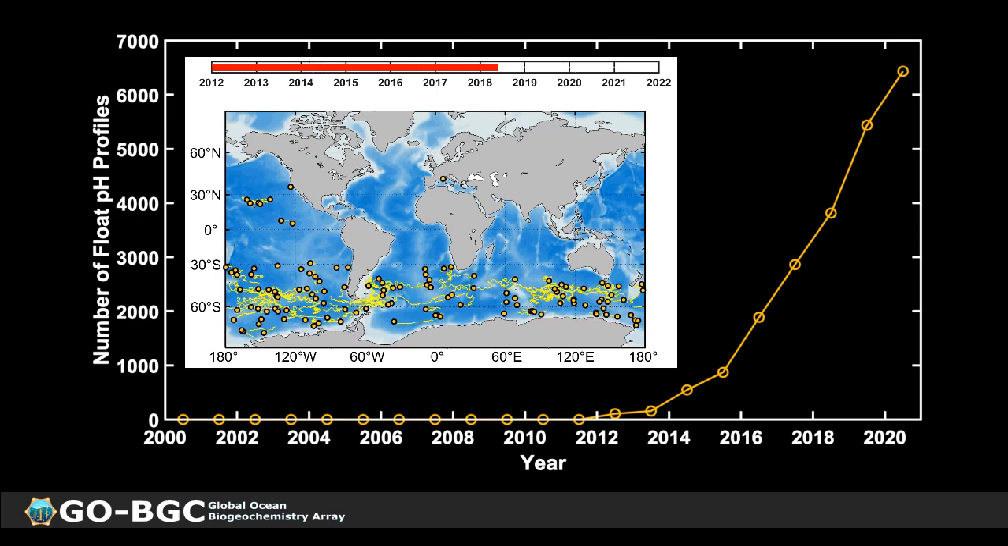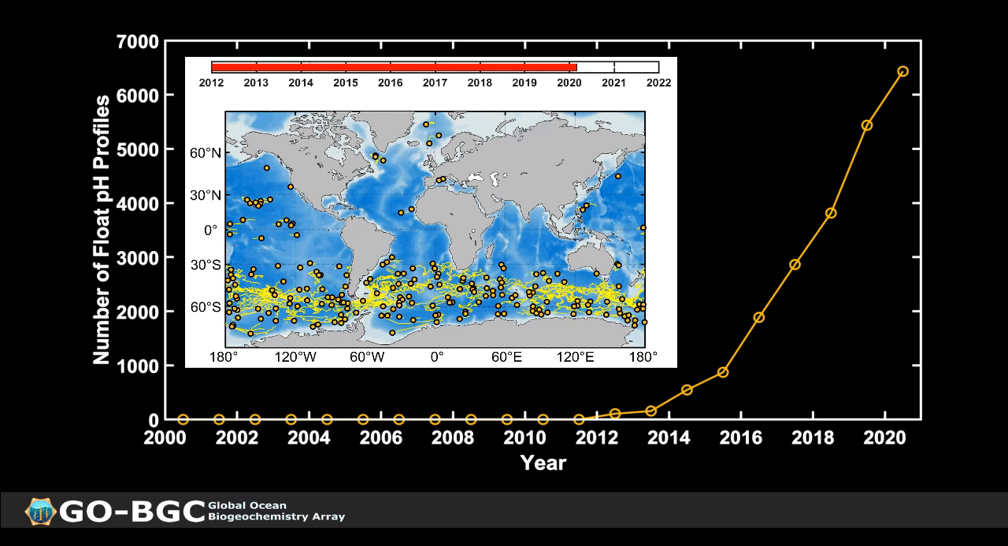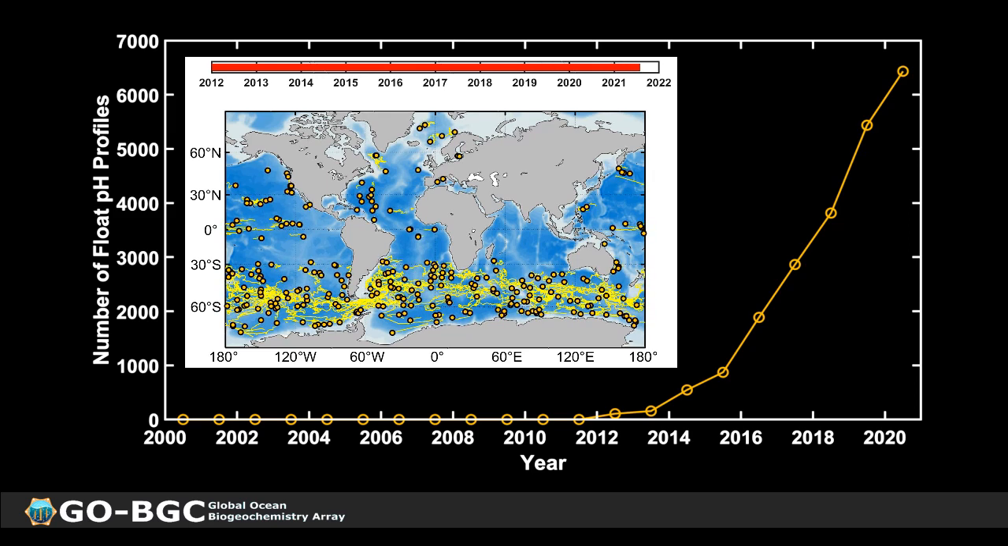Okay, so I want to finish this talk coming back to this animation that I showed you at the beginning of the talk. I just want to emphasize that the number of pH profiles are steadily increasing over time, and they will continue to increase over the next many years. And hopefully from this talk you've learned how these pH measurements are made and what kind of adjustments are made to account for sensor drift and also the derived parameters.